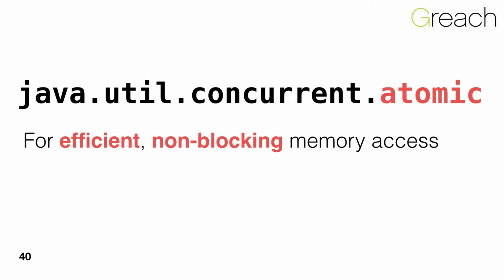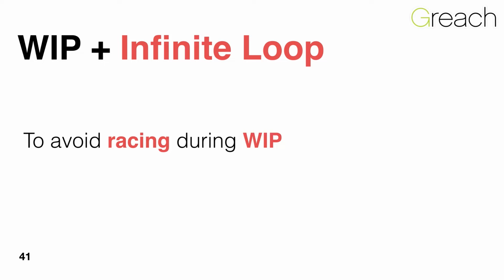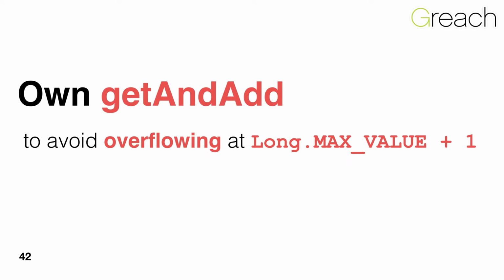First of all, what we saw during this coding session is some usage of atomic primitives, which allows us to provide efficient, non-blocking memory access. Then we improved our work in progress with an infinite loop, which allows us to prevent racing on the request field and avoid dead code or hanging code. Finally, we implemented our own get and add in order to prevent long max value overflow and keep control of all math operations within our publisher implementation.